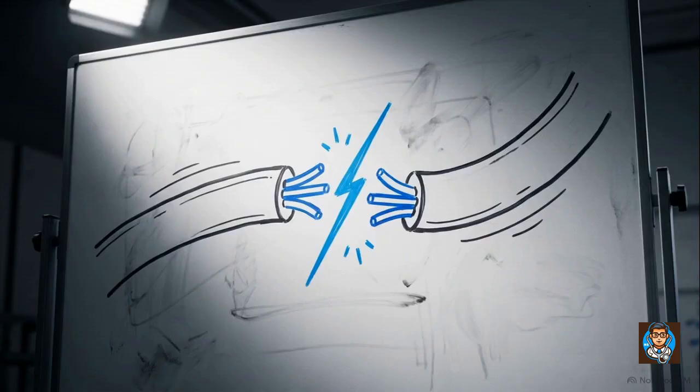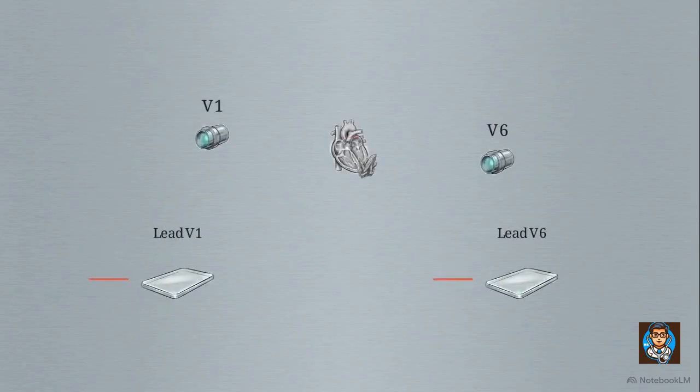Left bundle branch block occurs when the primary wire to the heart's largest muscle mass is cut. The septum depolarizes backward, right to left. V1 draws a downward Q wave, V6 an upward R wave. The right ventricle fires, causing notches in both leads. Finally, the left ventricle fires late. V1 dives into a deep S wave. V6 forms a broad, notched R wave.